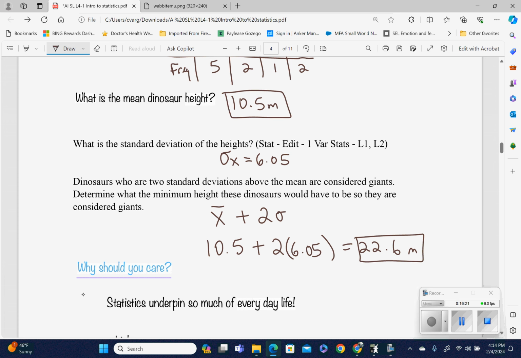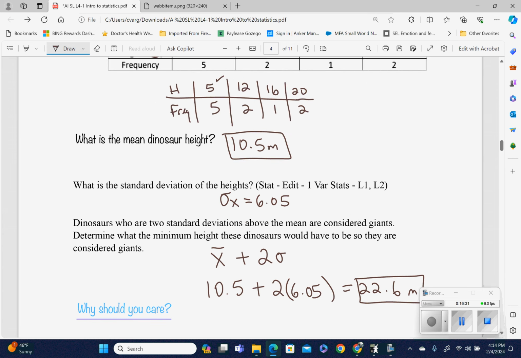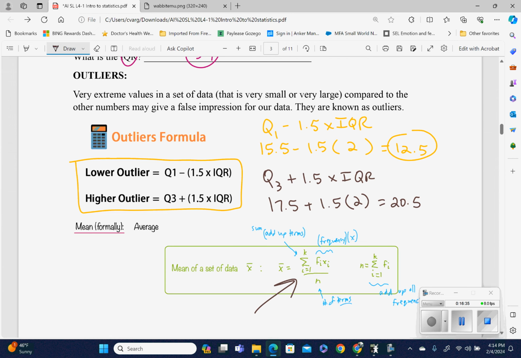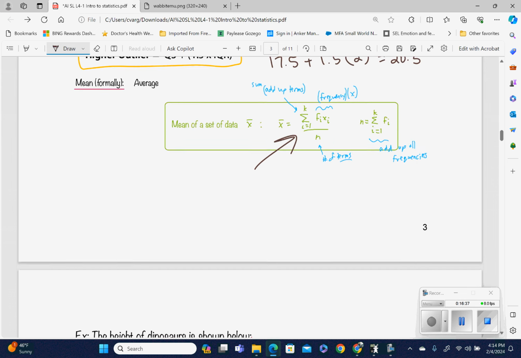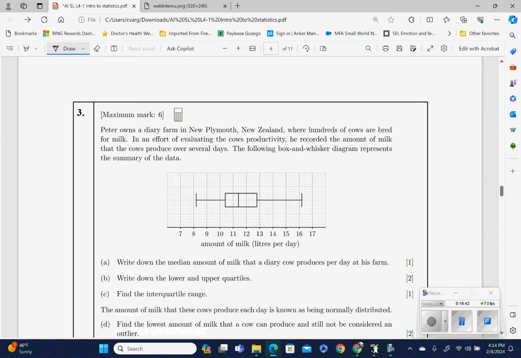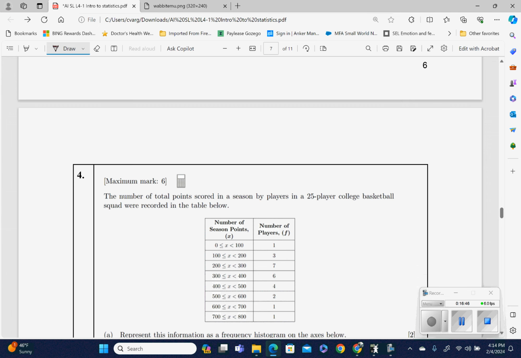All right. So last thing, just real quick, is why should we care? So when it comes to biology, psychology, sports, environmental studies, right, we always deal with frequency. We deal with trying to find out some statistics, some data about these, and that's why we should definitely care. I am going to ask us to try these problems, right?